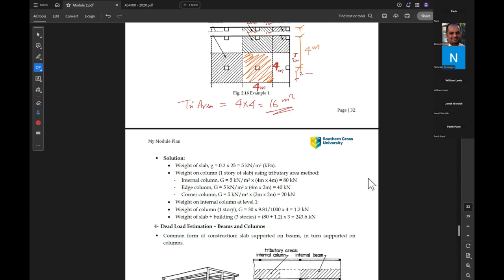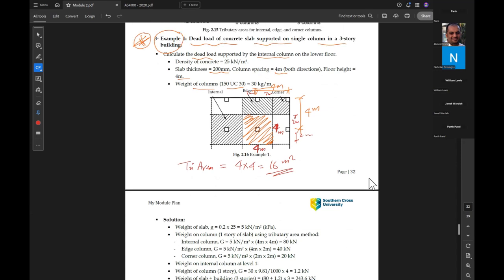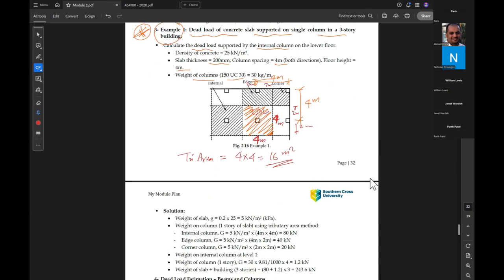Now how to find the load itself? Do you know how to find the uniform dead load on this one? So the weight of a slab, G, equal to the thickness of a slab, 0.2, times the density of concrete. How much is the density of concrete, or gamma C? So we have T slab times gamma C, which is 5 kilonewton per cubic meter. So this kilonewton per cubic meter, that's why this should be meter. So how much the load G in kPa? 5 kilonewton per square meter.